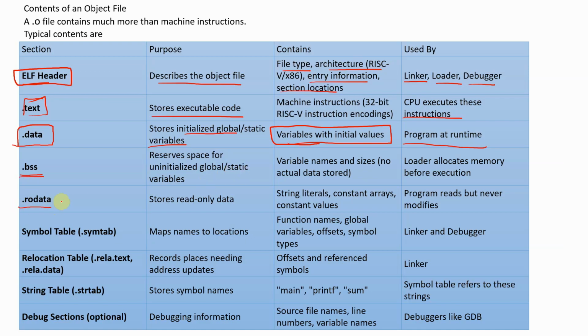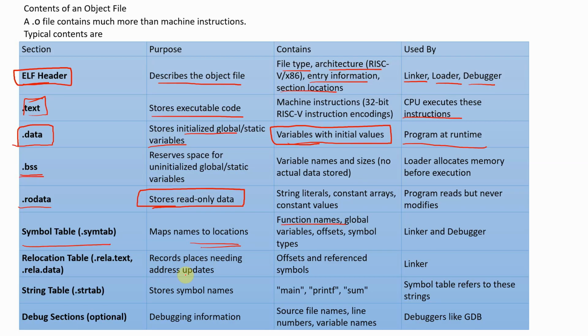And next is .rodata, where it is basically going to store all the read-only data. And next is the symbol table, where it is going to map names to locations. This symbol table is going to have all the function names, global variables, offsets, and symbol types. Next is the relocation table, where it is going to record the places needing address updates, where it is going to have all the offsets and referenced symbols.